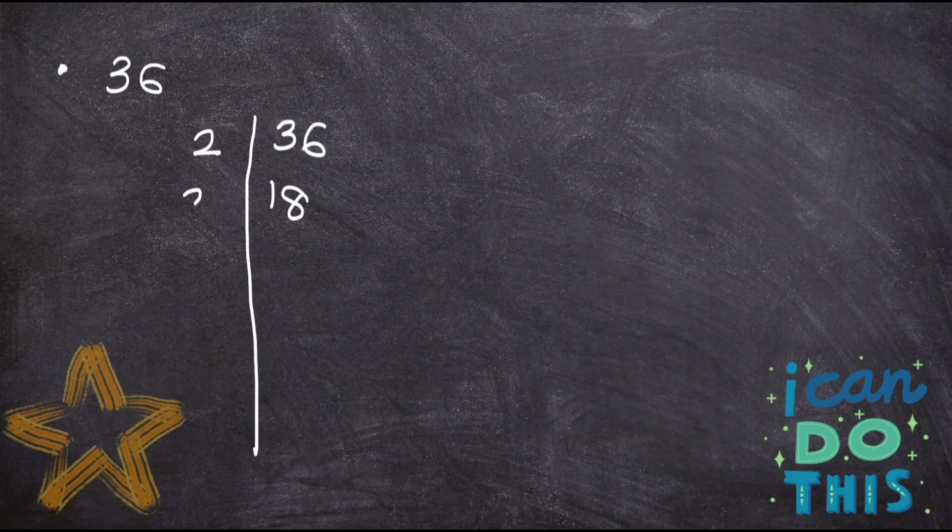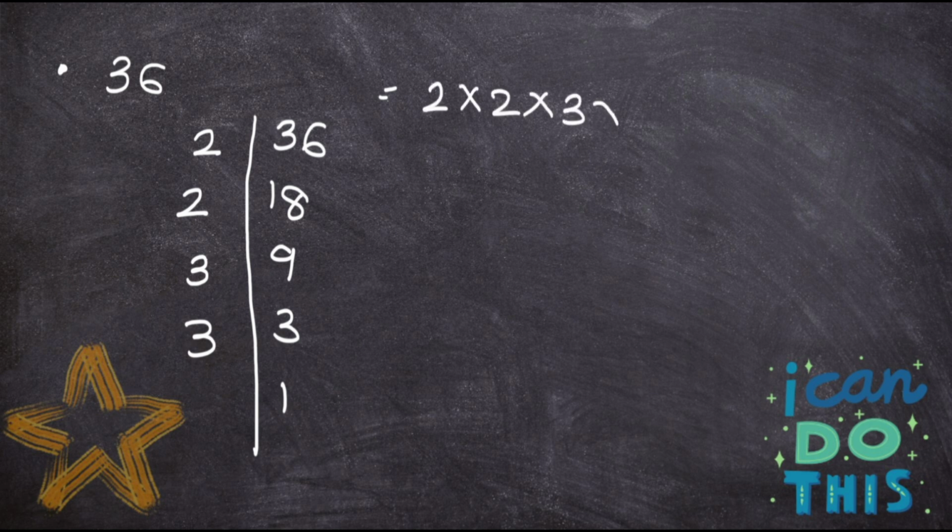Then again 2 9s are 18. Now 9 doesn't go in the table of 2, so we will go to the next prime number which is 3. 3 3s are 9, 3 1s are 3. I hope you all are aware of how to do prime factorization. So here I have the prime factorization of number 36, which is 2 into 2 into 3 into 3.